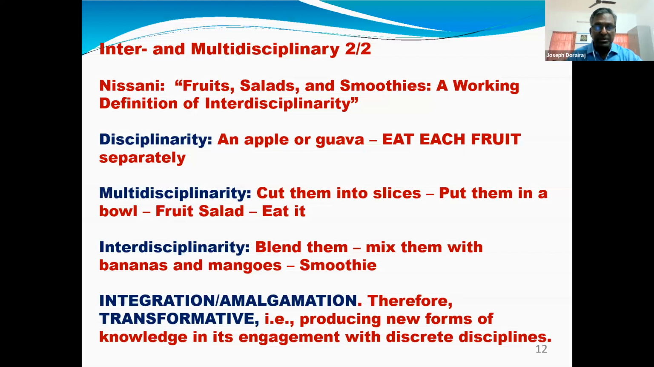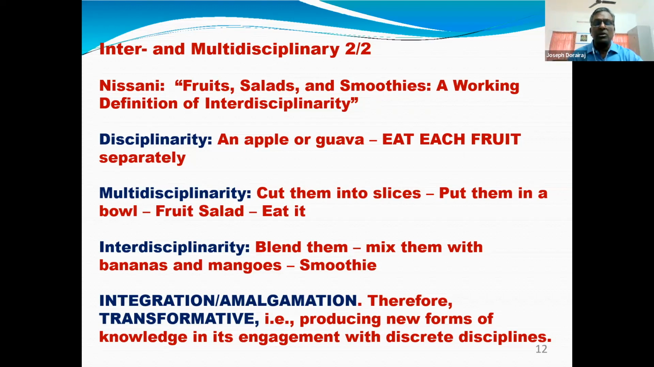Okay, you have an apple, or you have a banana, or you have a mango. So what is the option? The option is you cut the apple and eat it, or you bite into the guava or the mango and you eat it. So this is disciplinarity. In other words, you eat each fruit separately.